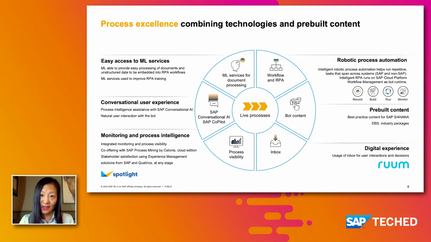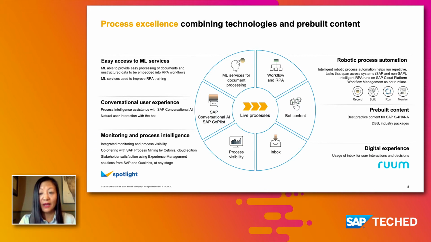To add intelligence to RPA, we leverage machine learning data services, which provide easy processing of documents for unstructured data to be embedded into the RPA workflow. And ML services are also used to improve RPA training. For conversational interfaces, which can serve as a front end, we have integration through the platform with SAP conversational AI services.